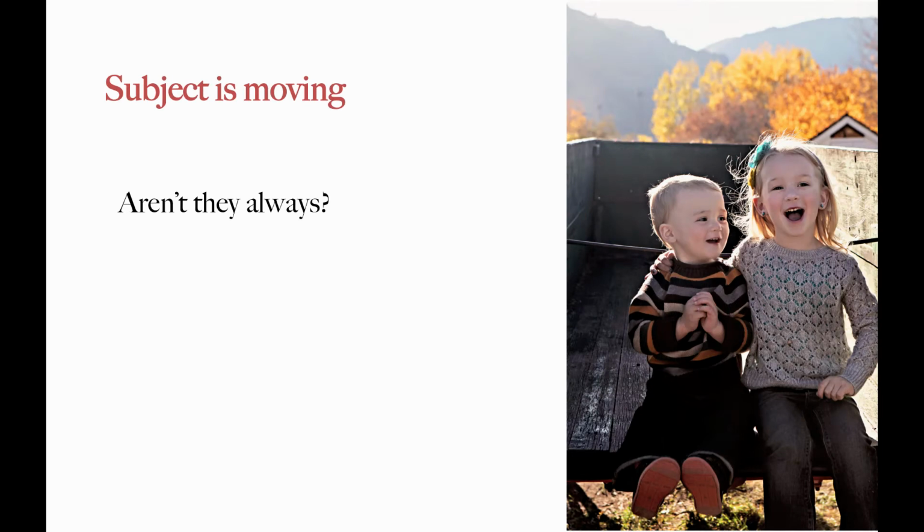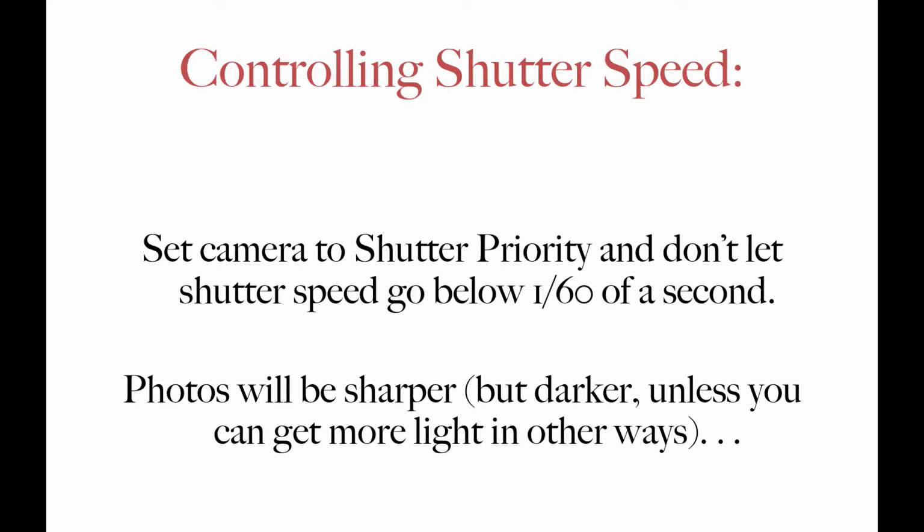The other problem happens when your subject is moving. And if you're photographing children, aren't they always moving? Easy ways to fix this? Can't really steady them. Can't ask them to stop moving. So what do? Well, you can learn how to control the shutter speed. You can start by learning how to put your camera in shutter priority mode.